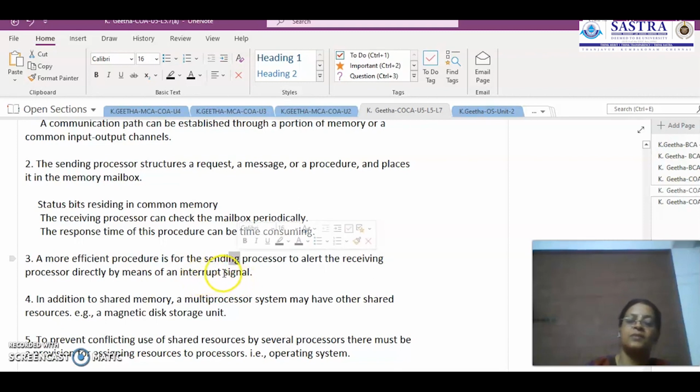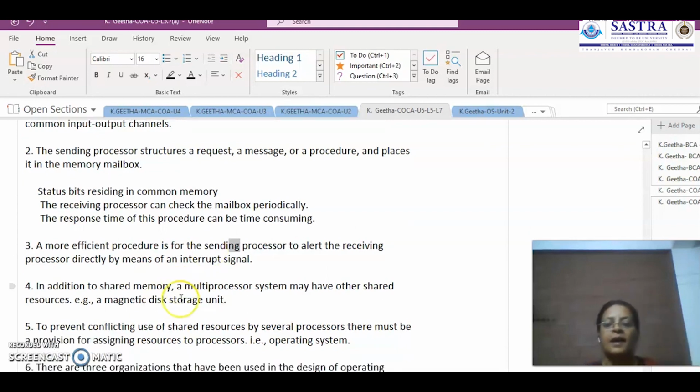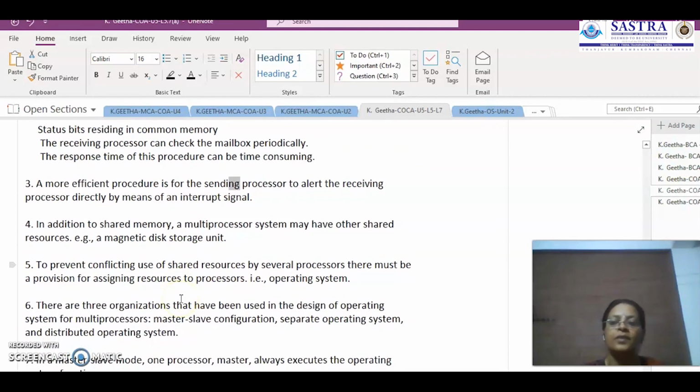This is an efficient procedure, because in polling the processor wastes its time and keeps on checking the status of the device, whereas with an interrupt, the device which wants to make use of this common sharing mechanism initiates an interrupt, and upon receipt of the interrupt it can be handled. And there could be a conflict among these resources, and how this conflict is resolved will be taken care of by the operating system.